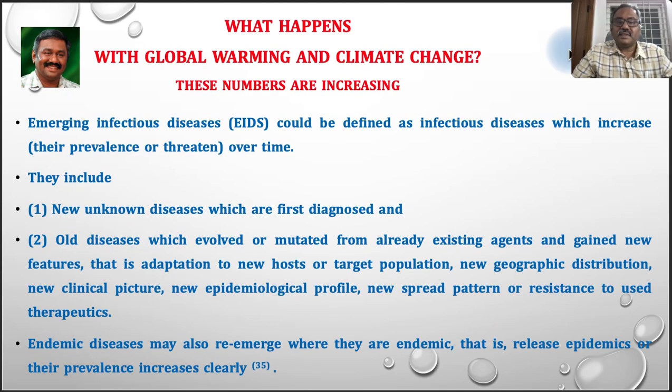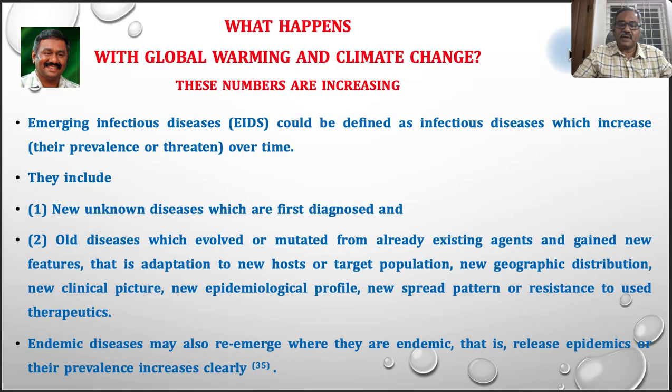Emerging infectious diseases could be defined as infectious diseases which increase their prevalence or threaten over time. They include: number 1, new unknown diseases which are first diagnosed, and number 2, old diseases which evolved or mutated from already existing agents and gained new features, that is adaptation to new host or target population, new geographic distribution, new clinical picture, new epidemiological profile, new spread pattern, or resistance to used therapeutics.